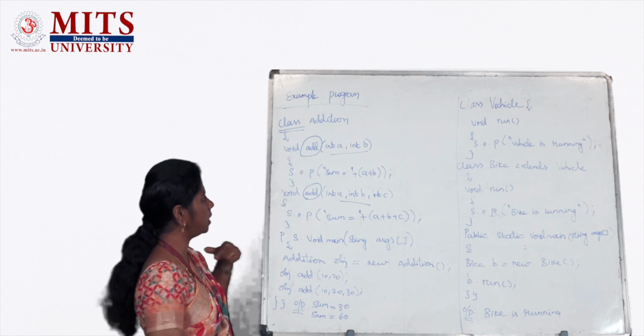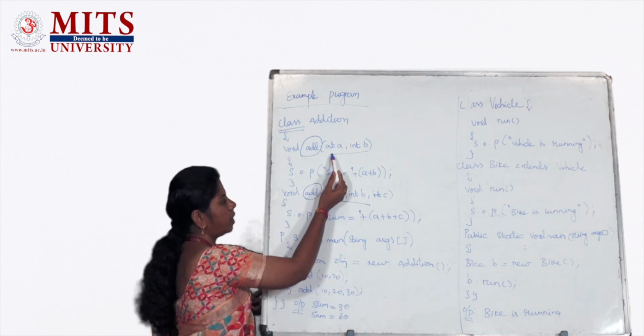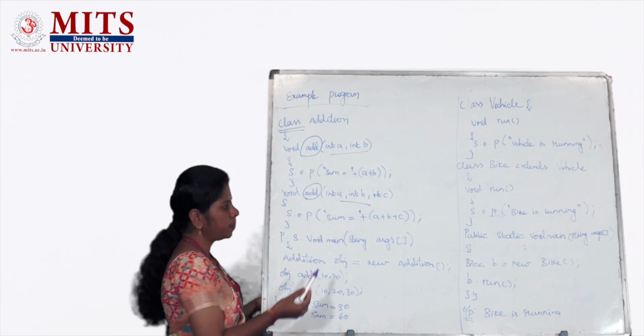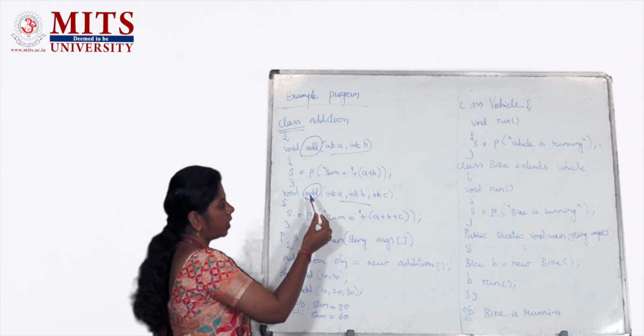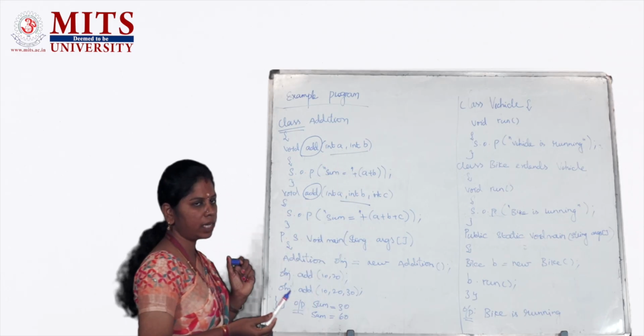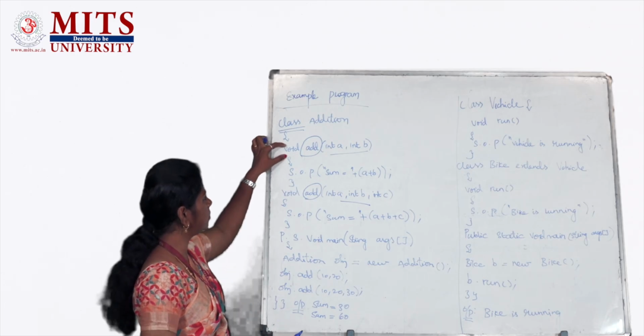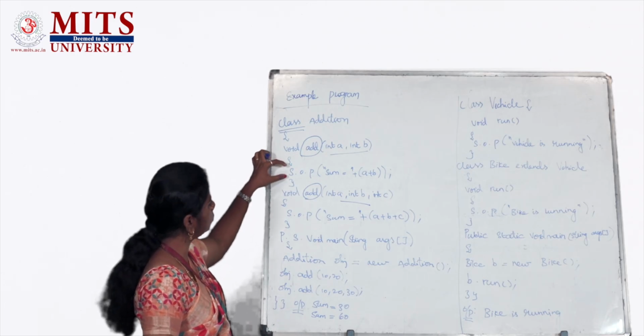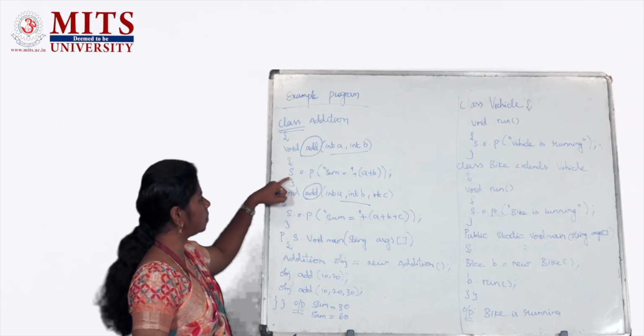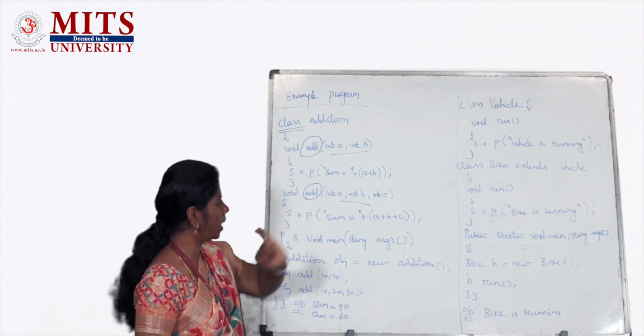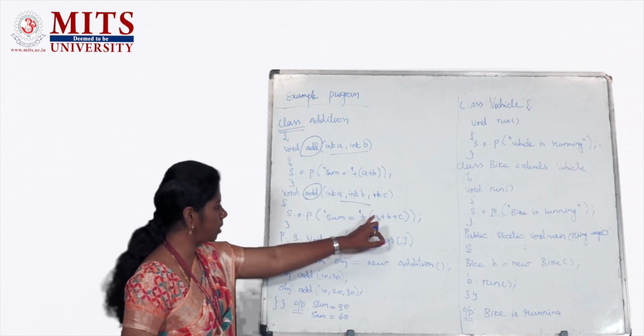Here also the add method is there. Here I have declared variables as int a, int b, and in the second method I declared variables a, b, c using the integer data type. Then within this method, I used one output statement, System.out.println, sum equal to a plus b. Here also, sum equal to a plus b plus c.